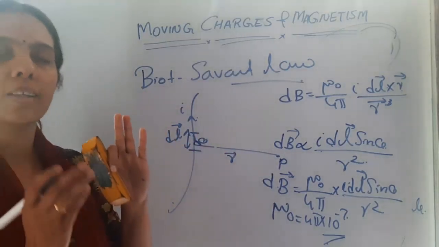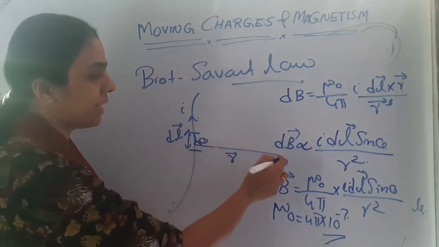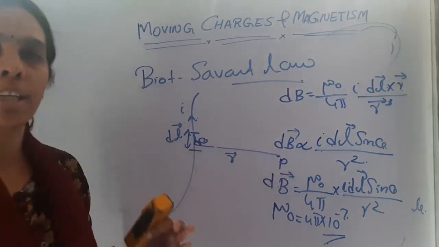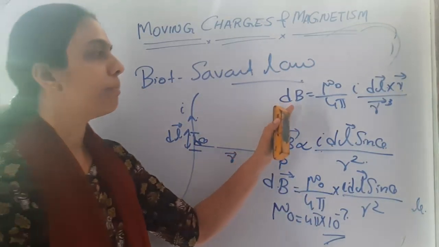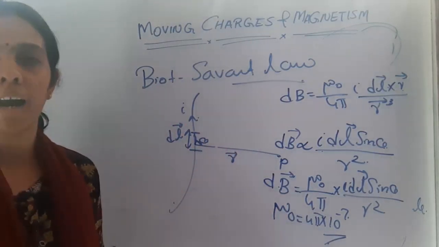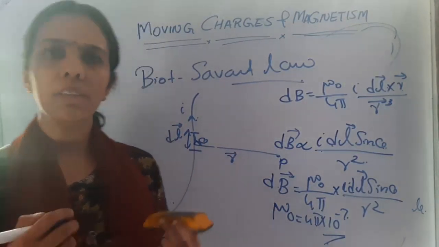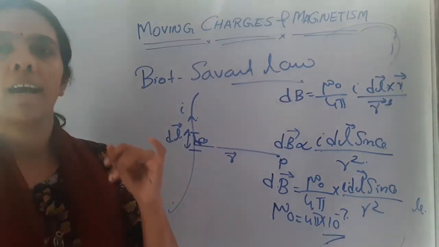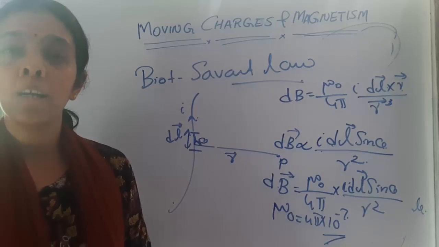Okay, if we are considering a small current element having length dl, then the magnetic field at a particular point P, which is at a distance r from the current element, is dB equals mu 0 by 4 pi into I into dl cross r by r cube. Okay, clear?